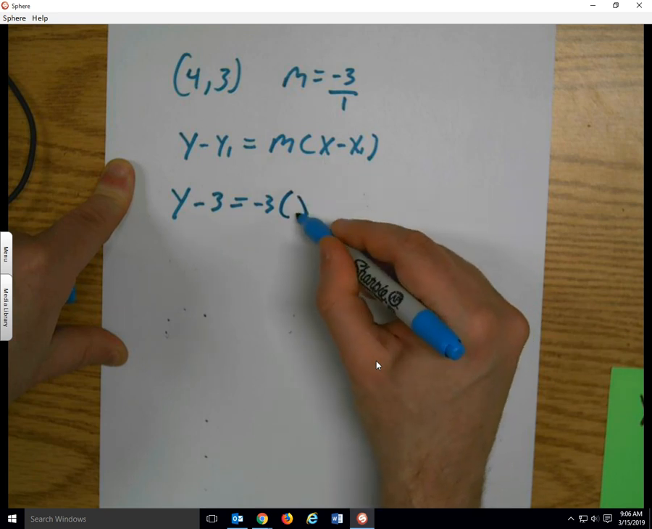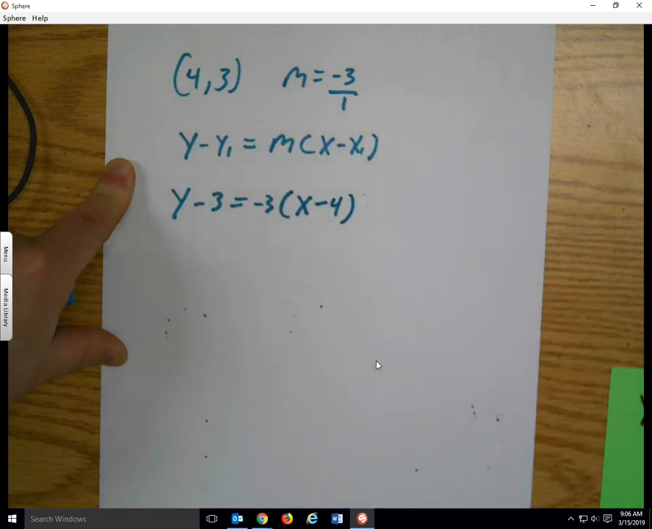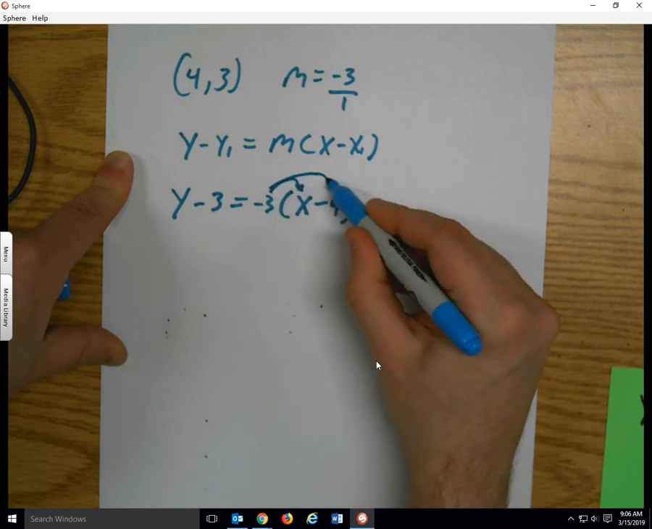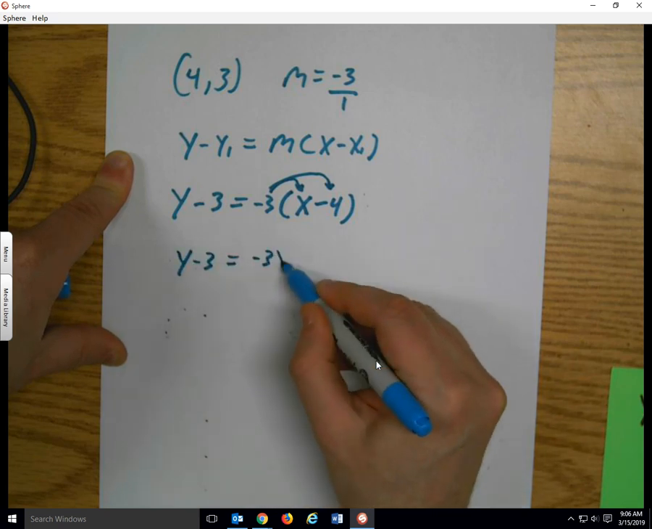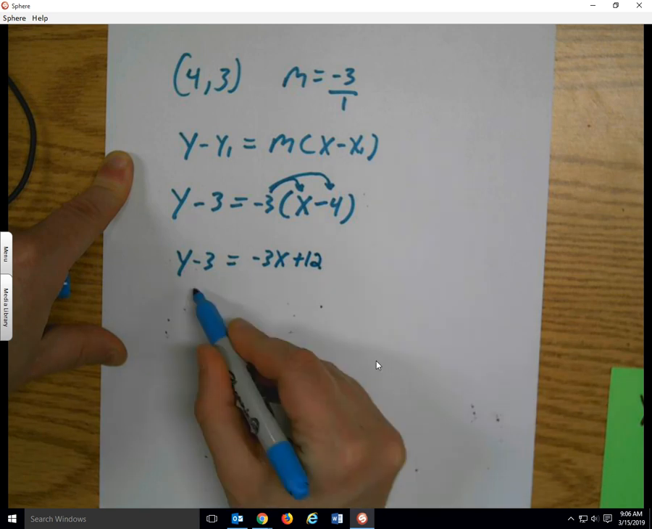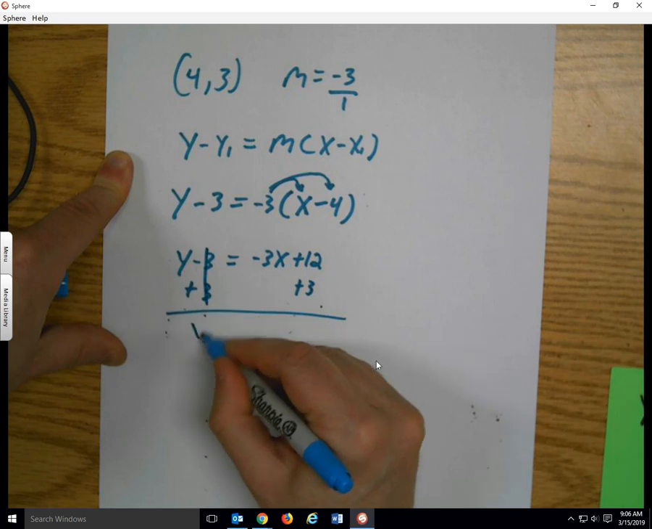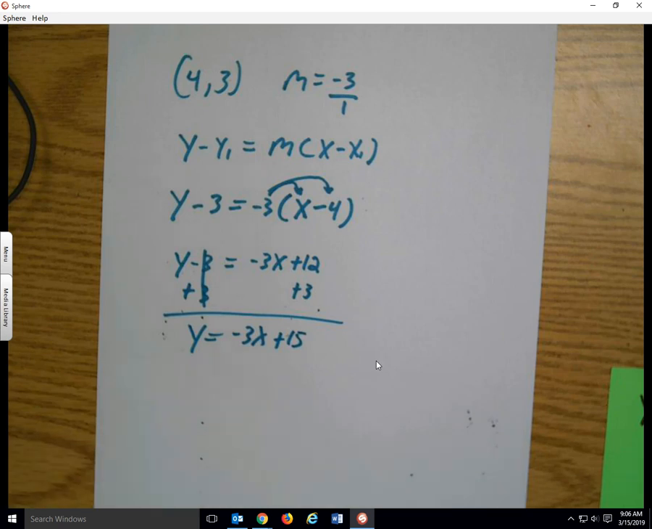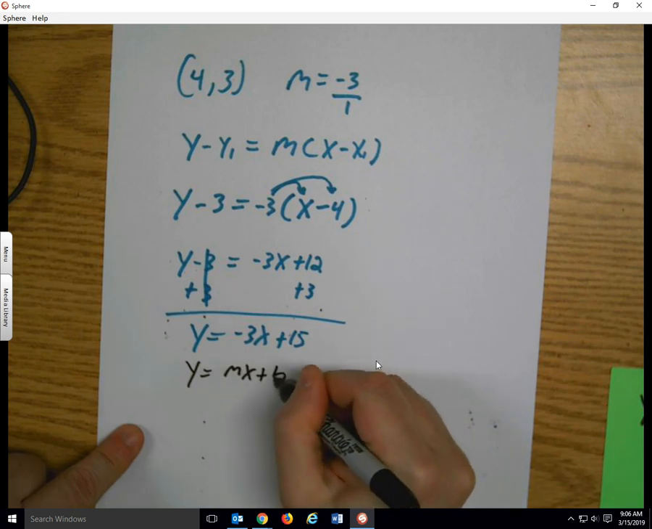Okay, the x is already an x. The x1 would be the first x here. Okay, we get the answer in 2 moves. We just have to solve for y, so first we distribute, because this is next to parentheses. Then we would add 3 to both sides to solve for y. Y equals negative 3x plus 15. We have it in slope-intercept form. In other words, we have it in that y equals mx plus b format.